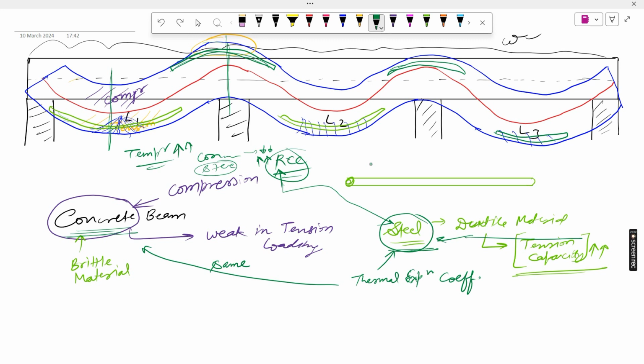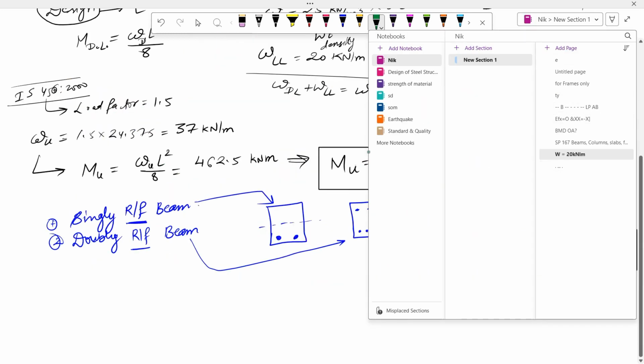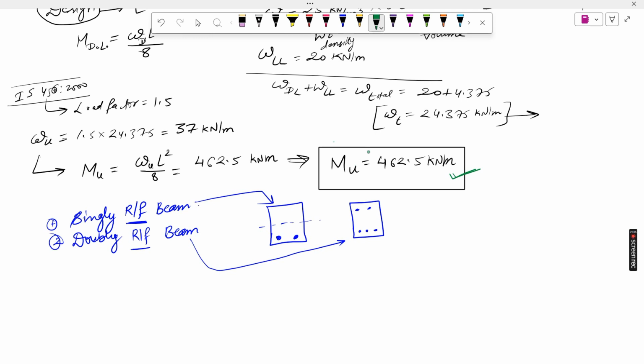So this whole beam is called what? A singly reinforced beam. Now we have to design what? Singly reinforced or doubly reinforced, it's your choice. I want to design the doubly reinforced beam, because a doubly reinforced beam is more efficient than a singly reinforced one, because we have to tie these longitudinal bars also, since we have to apply some stirrups.